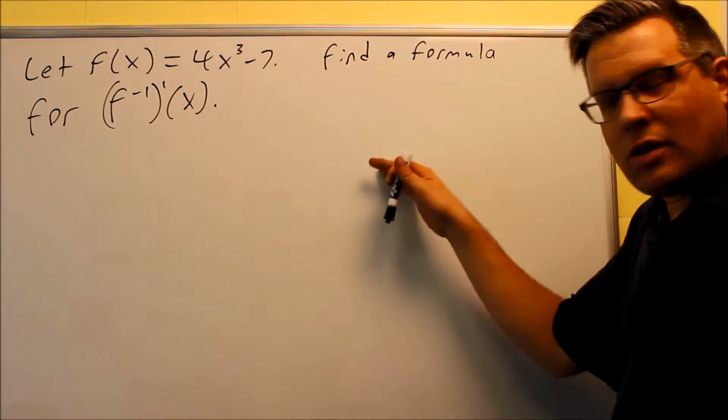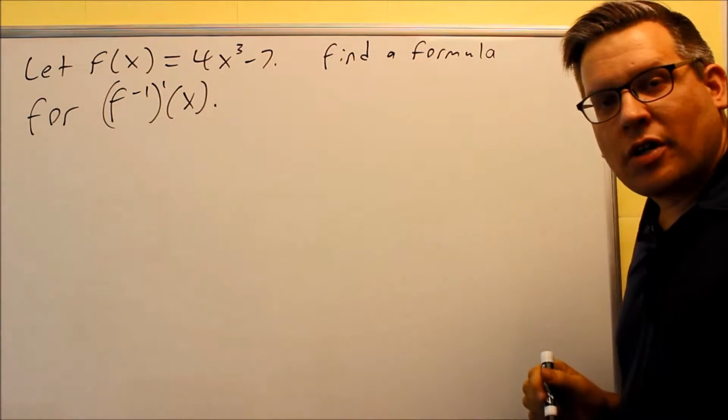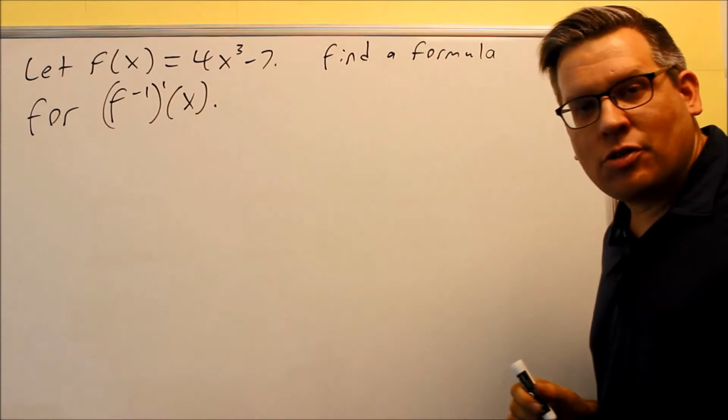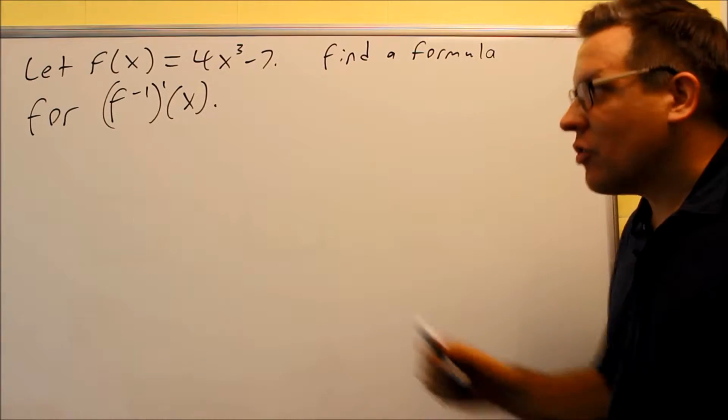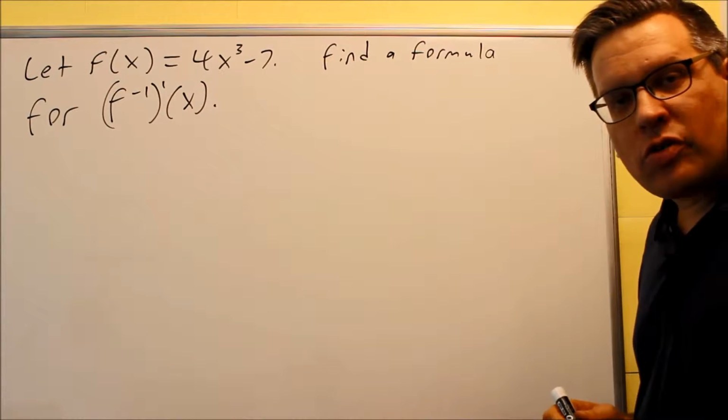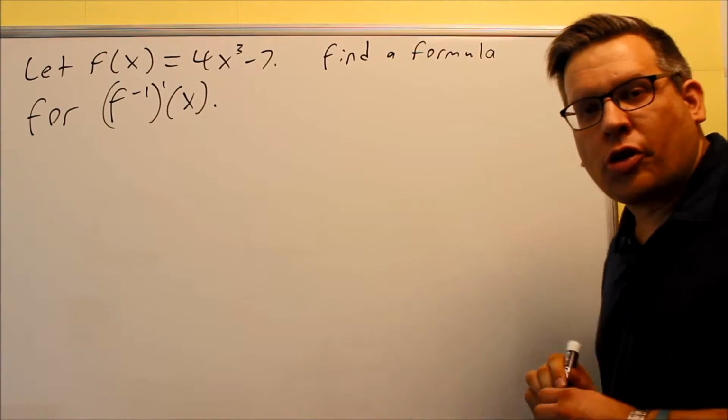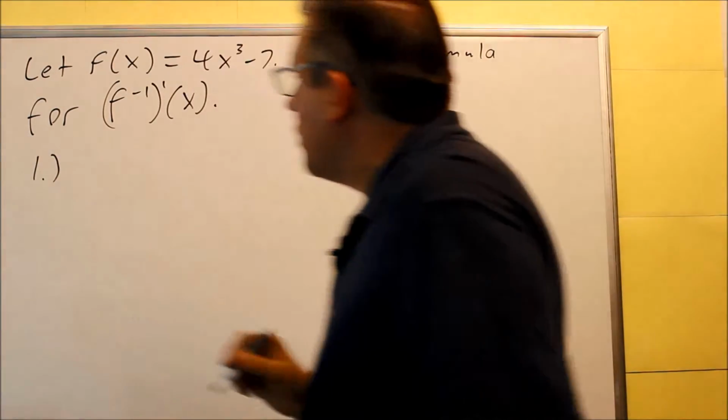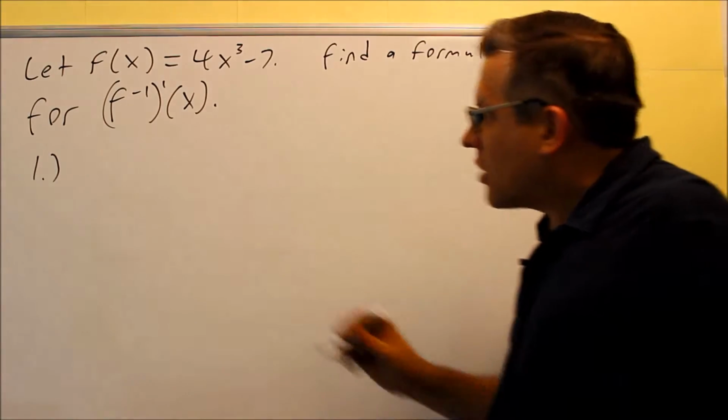For this problem, we're given that f of x is 4x cubed minus 7. They're asking us to find the derivative of the inverse. So first, we need to find the inverse, and we're going to use that four-step process that we talked about earlier in the notes. So step number one, you need to replace the f of x with a y.